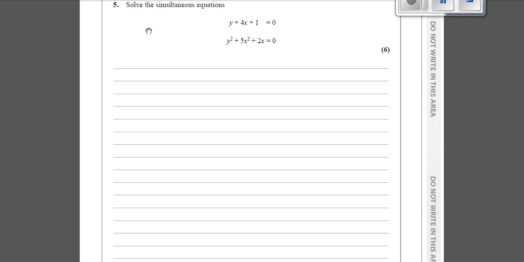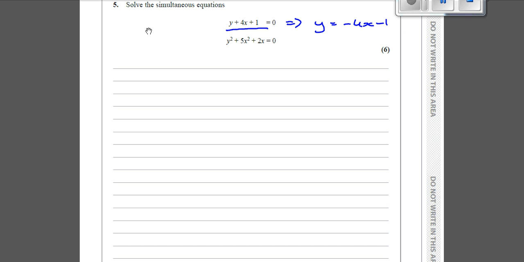Okay, so the next question talks about simultaneous equations. Now, the first thing we've got to do with this one is use substitution. So you've got to rearrange so it's either y equals or x equals, and here it makes sense to make it y equals. So the first thing you're going to do is get everything else onto the other side. So y equals minus 4x minus 1.